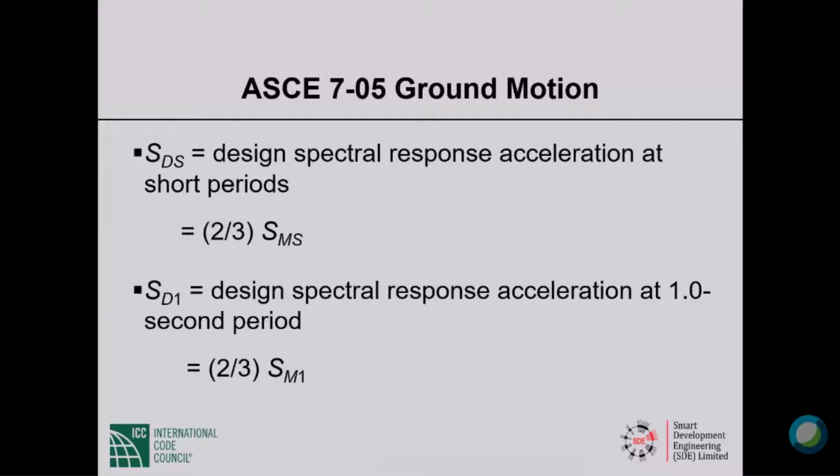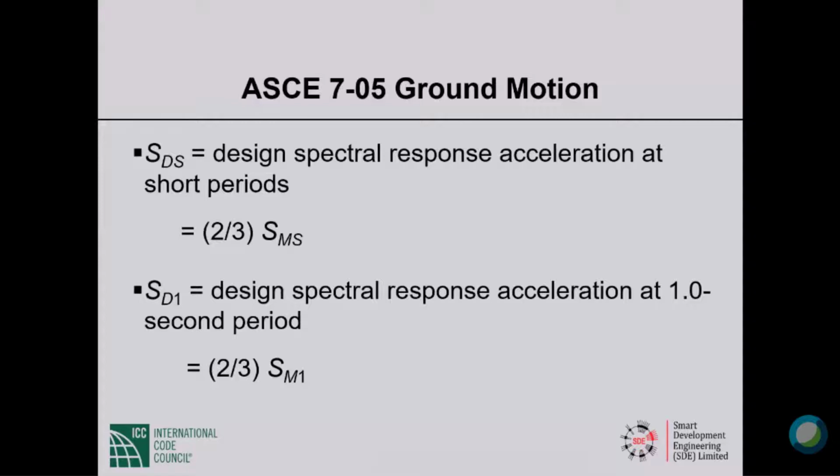In design, we use 2/3 of those soil modified values. 2/3 of S sub MS is S sub DS, design short period ground motion parameter that would define the flat top part of the design spectrum. And 2/3 of S sub M1 is S sub D1, which will define the descending part of the design spectrum, S sub DS, S sub D1. Okay. The 2/3 is the reciprocal of 1.5, 1 divided by 1.5.